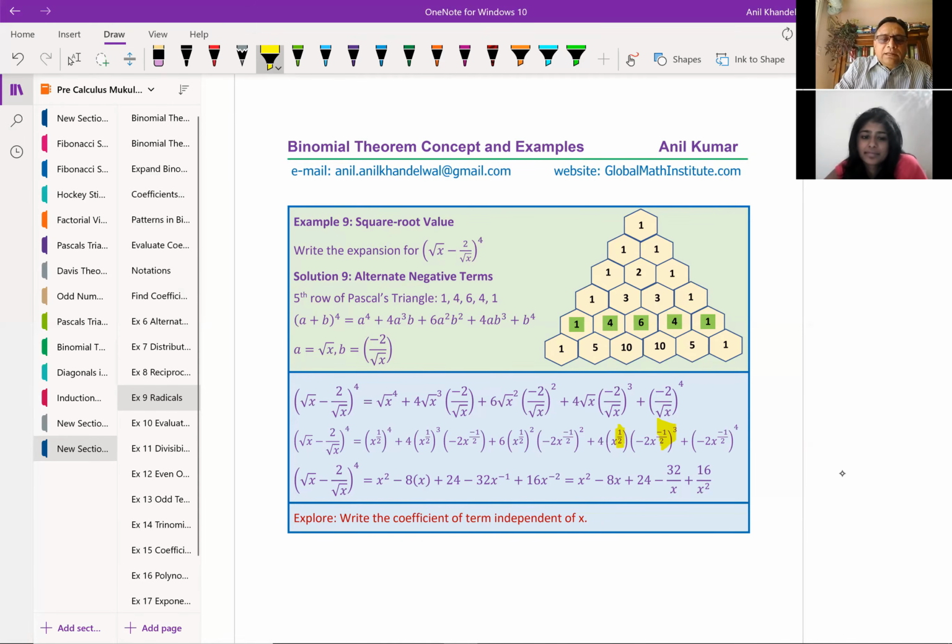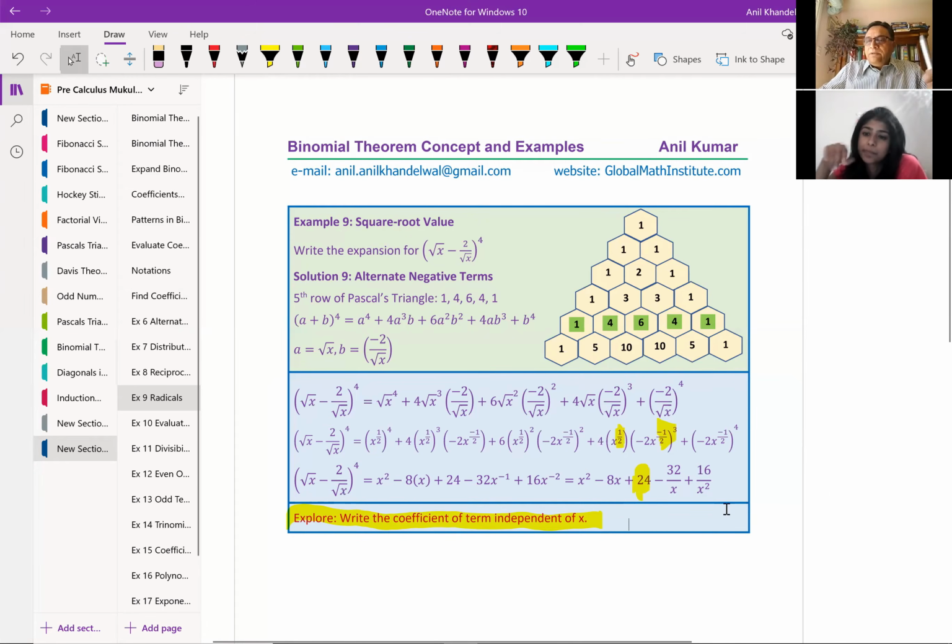In this particular case, you need to find the coefficient of the term independent of x. What does it mean? Terms independent of x means not with x, like 24, x to the power of 0. When x to the power of 0 cancels away, all we get is a constant, and that constant is 24.